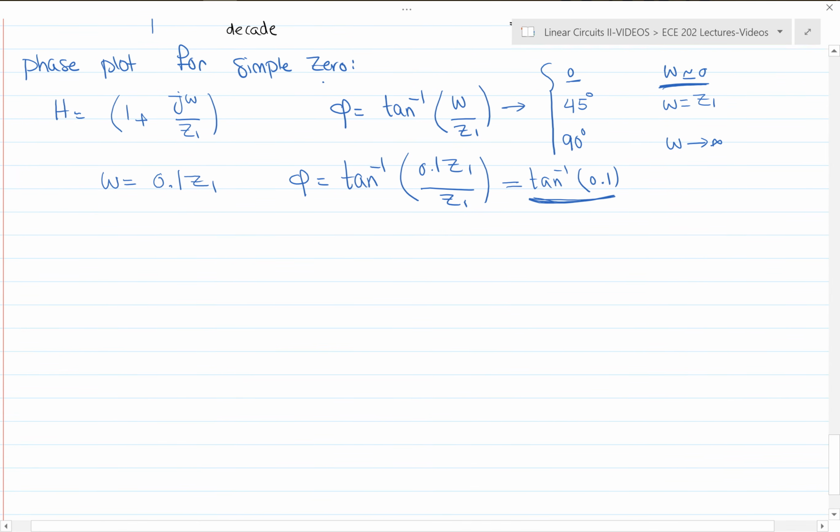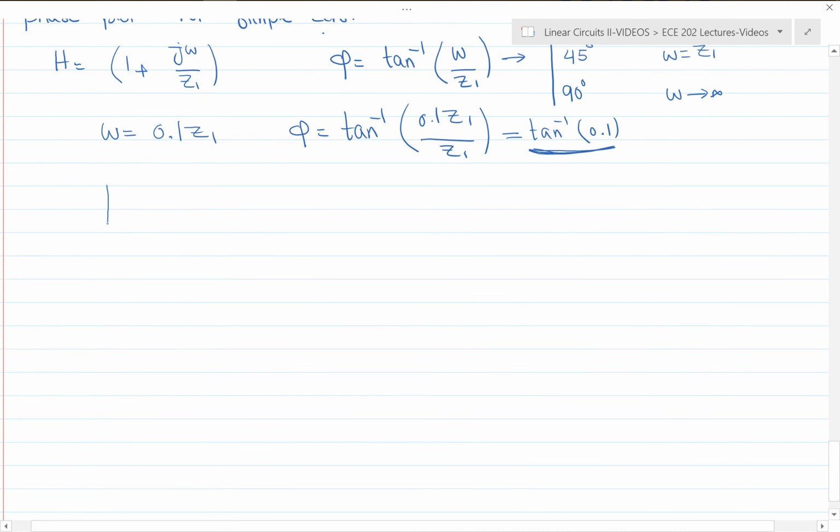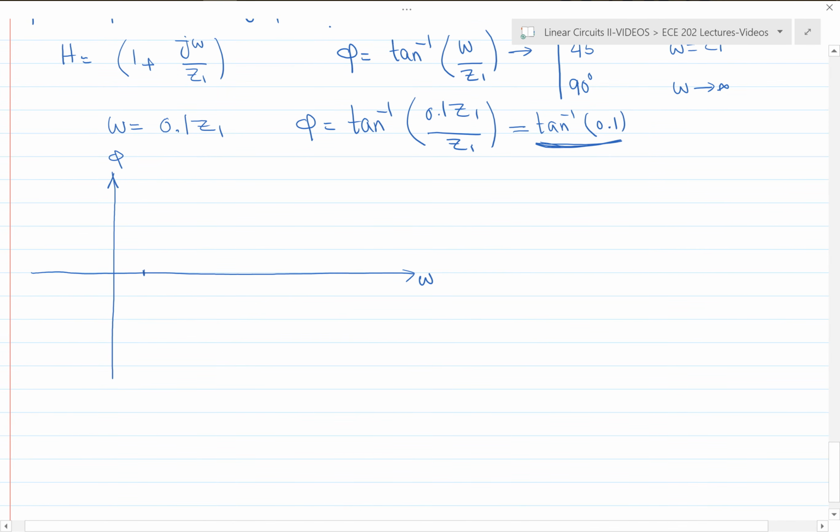Okay, so the plot will be like this. This is omega. This is the phase this time. So we are gonna have z1 over 10, and then we're gonna have our breaking frequency, and then we have 10 z1. So basically for 10 z1, okay, we are increasing per decade, right? For 10 z1, let's see what is phi.